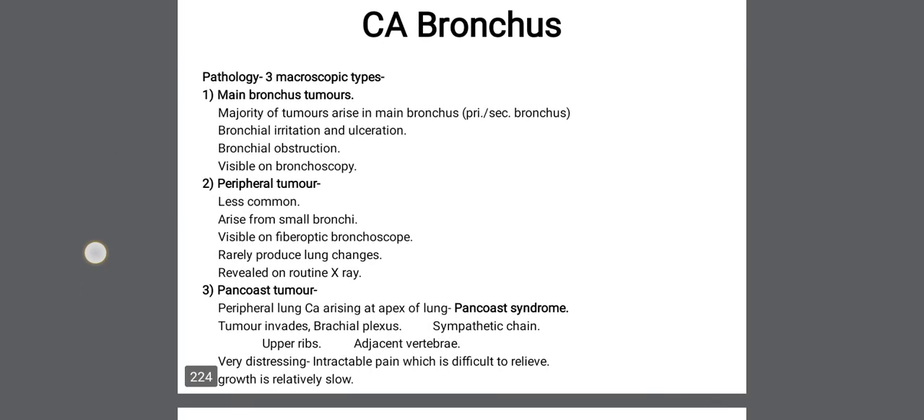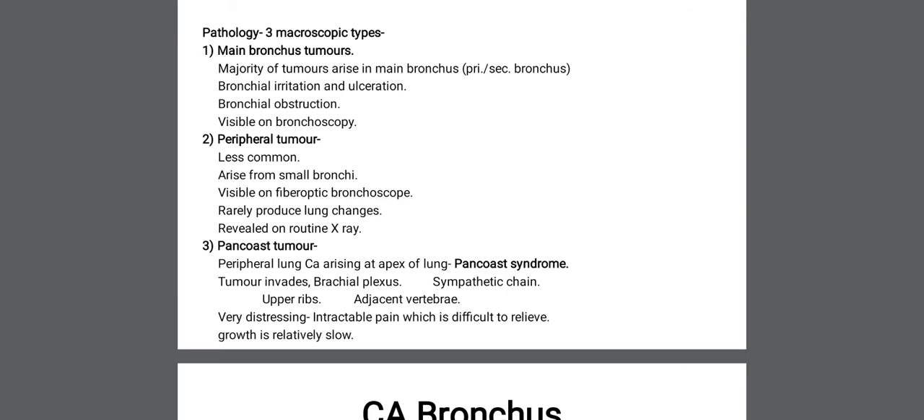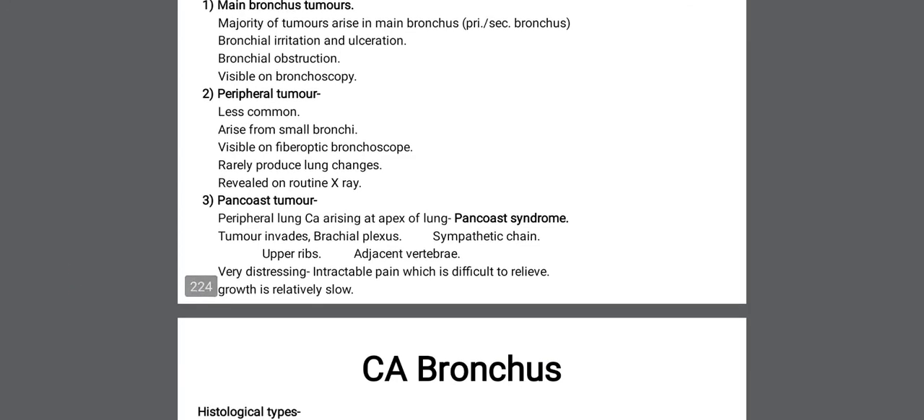Then there are 3 pathological types: main bronchus tumor, peripheral tumor, and Pancoast tumor. The main bronchus tumor will arise from the main bronchus with primary or secondary bronchus involvement. Peripheral tumor is less common and involves small bronchi, and Pancoast tumor will be present at the apex of the lung, and this tumor will invade the brachial plexus, sympathetic chain, upper ribs, and adjacent vertebrae also.